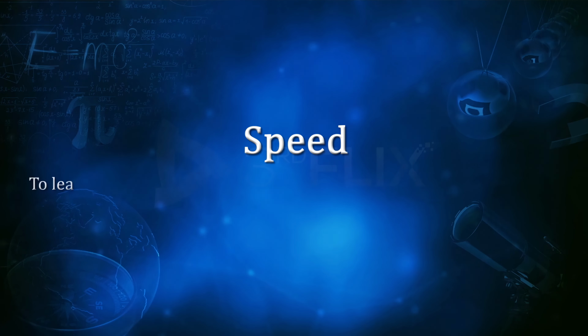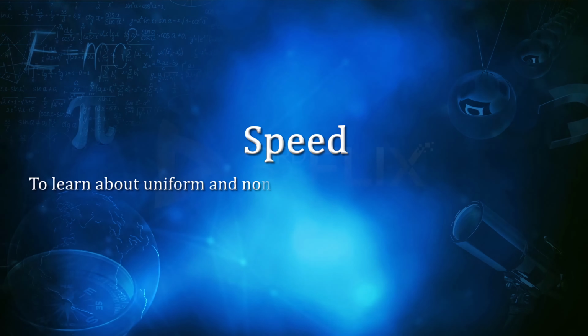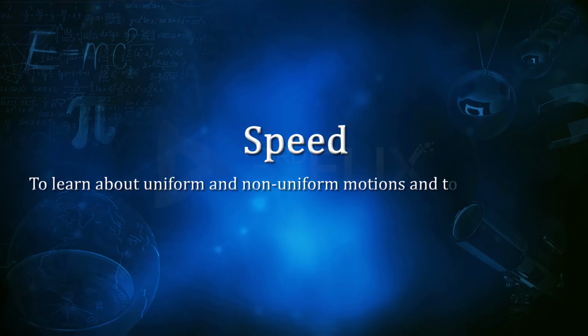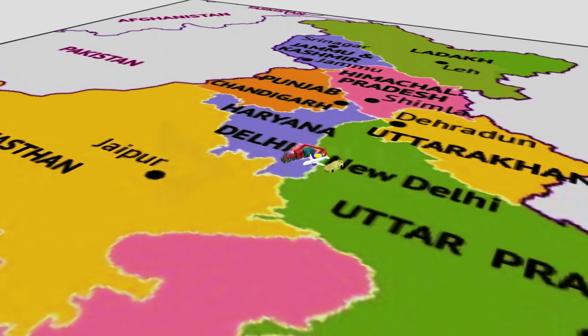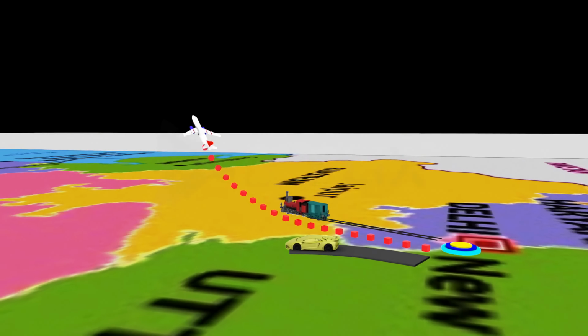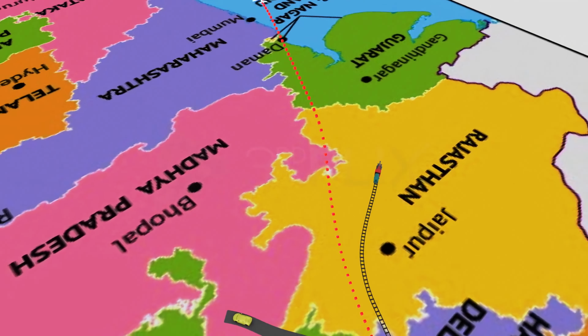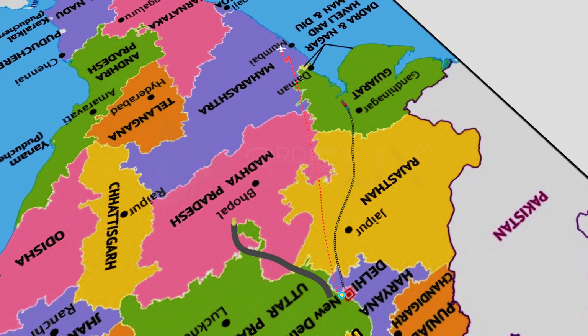Objective: to learn about uniform and non-uniform motions and to define speed. In our daily life, we observe that different objects may take a different amount of time to cover a given distance. The object's speed indicates the rate at which it covered the distance.